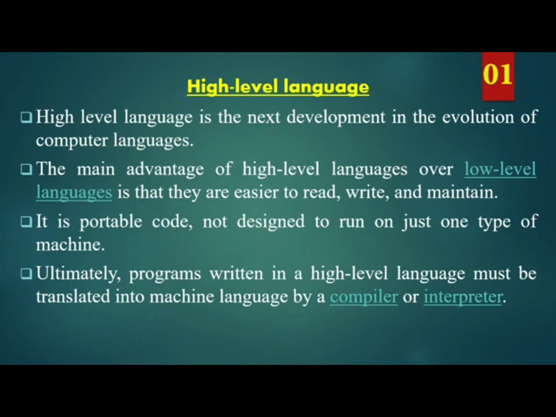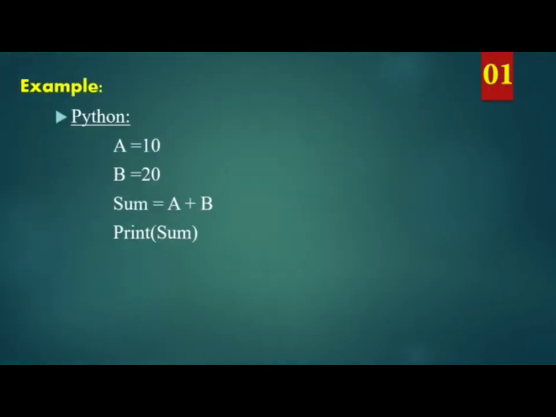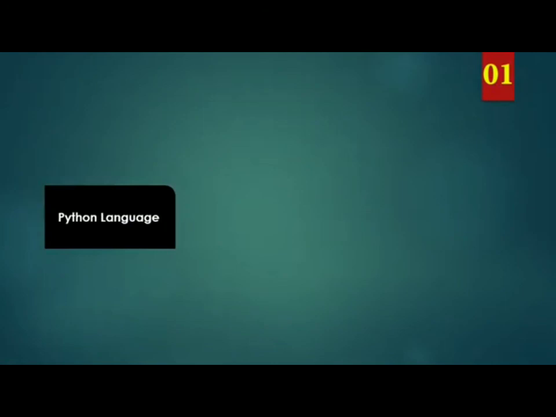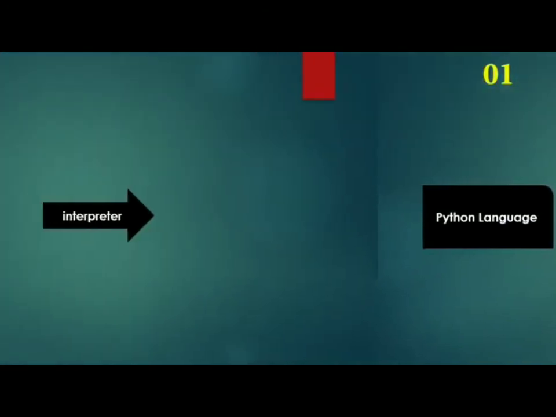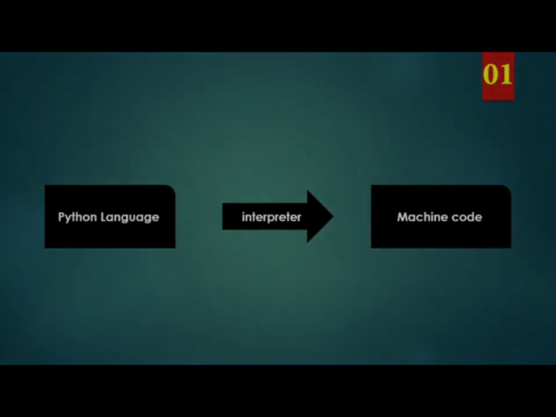You can observe here a Python code. A is equal to 10, B is equal to 20, sum is A plus B, that is 30. That can be printed by using the instruction print, print sum. So whatever the result sum is, that is printed. Here the interpreter is used as a translator, meaning high level language is converted into machine level language. So this is all about various programming languages.